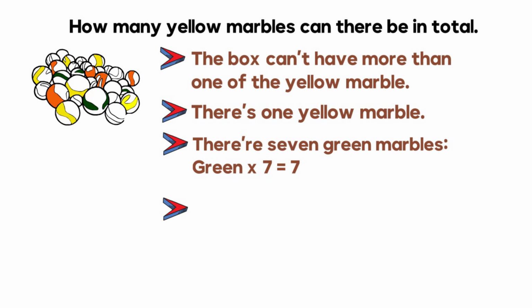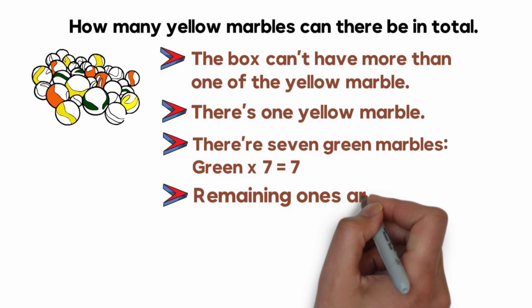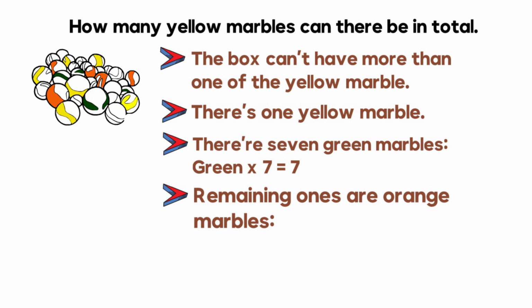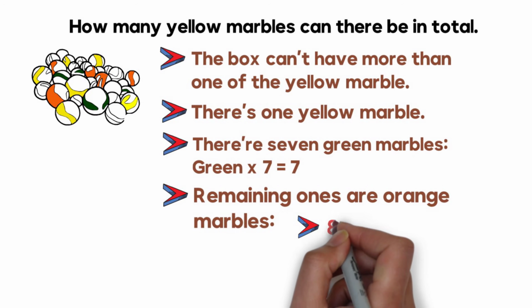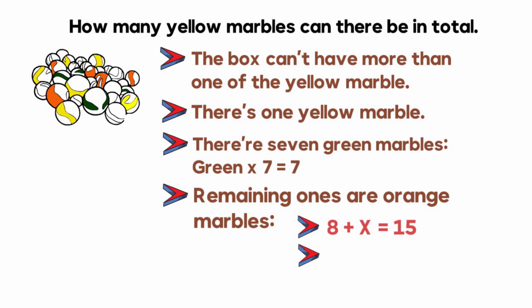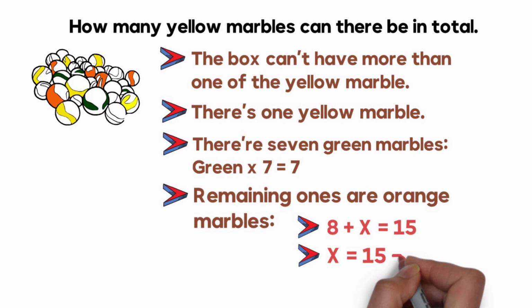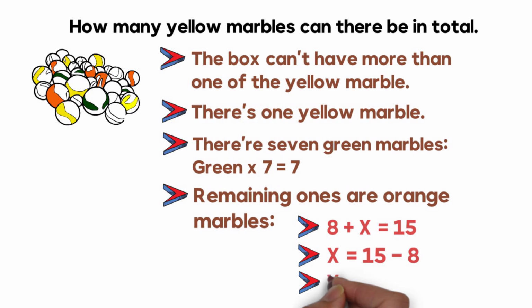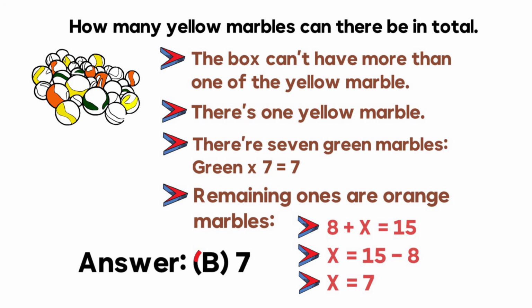So the only thing that's left is calculating how many orange marbles are out there. And we can easily calculate it by using the formula 8 plus x equals 15. So the x is calculated by subtracting 8 from 15. The x equals 7. The correct answer here then is choice B, 7. Hopefully you've nailed this question and now know how to answer similar problems on the test.